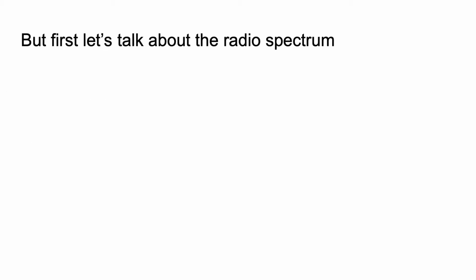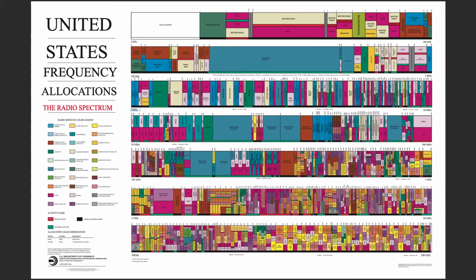Before we get into our demonstration here, let's talk a little bit about the radio spectrum. So here is a PDF provided by the FCC of the frequency allocations in the United States. So this is about where radio signals are allocated to.